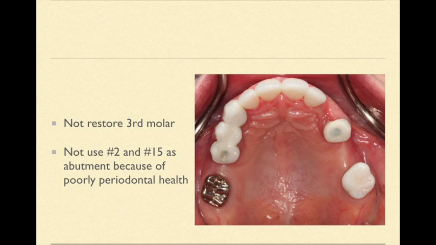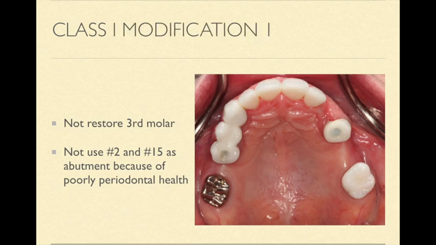But what if I told you I was not going to restore the third molar? I also won't be able to use tooth number 2 and 15 as abutments because of poor periodontal health. So what will this become? This will become 2 edentulous areas posterior to the natural teeth. That will be class 1. And then you have one tiny space that hasn't been used to determine the classification. So that will be class 1, modification 1.